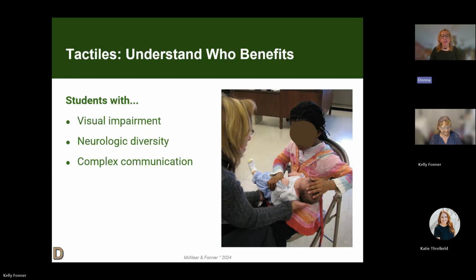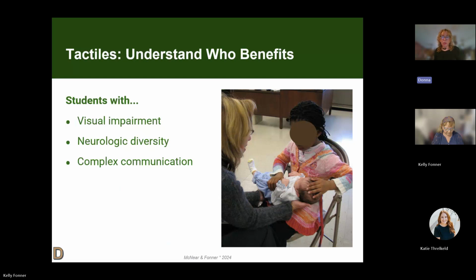Thank you, Kelly. So it's important to understand who benefits from using tactiles. When we think about students with visual impairment, that's kind of obvious, but we also think about kids with neurologic diversity benefiting from using tactiles, and then students with complex communication.